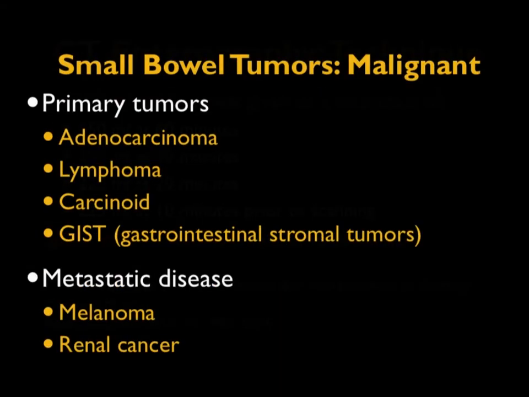When I talk about small bowel tumors, I also can think about things as primary versus metastatic. And we are beginning to see more metastatic tumors. We never have seen a lot of them in the past. So you think about adenocarcinoma, lymphoma, carcinoid, and GIST tumors as the big four for primary tumors, and melanoma and renal cell as the metastatic disease.